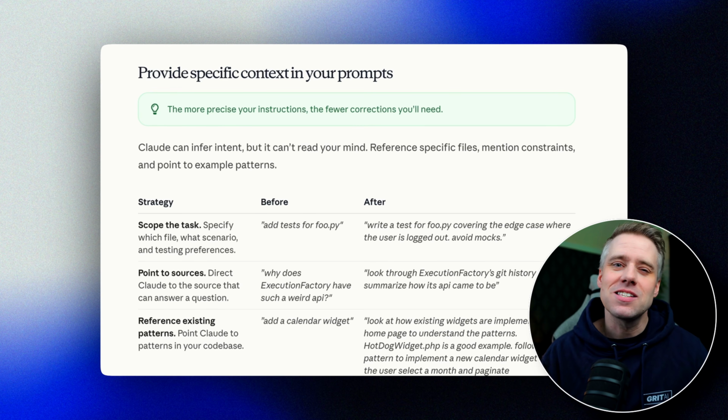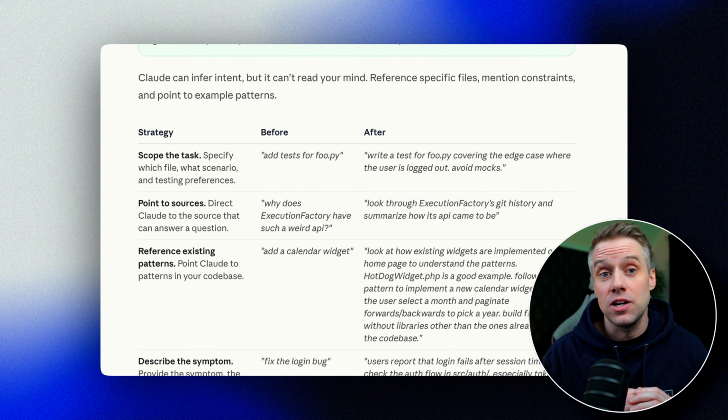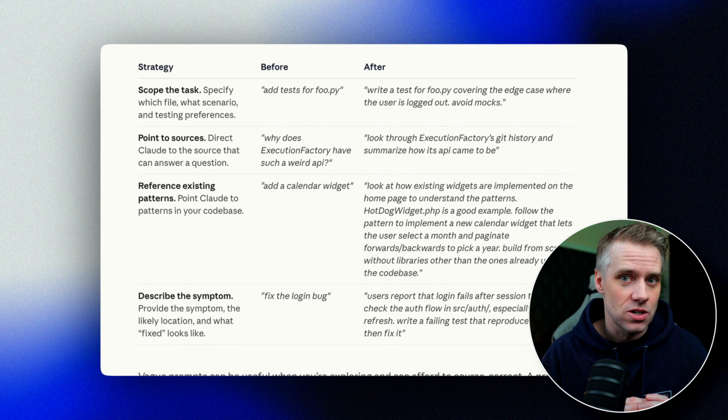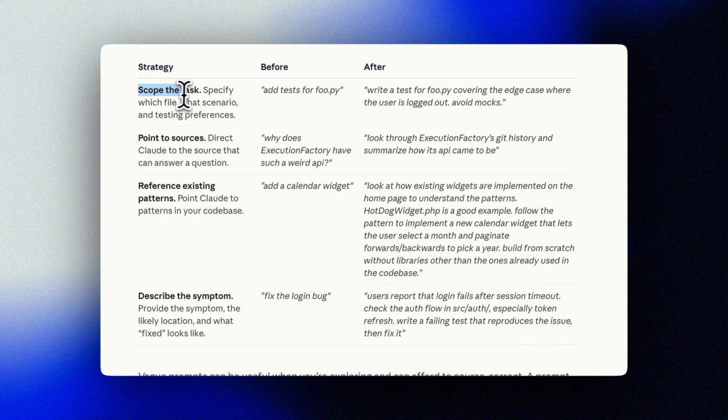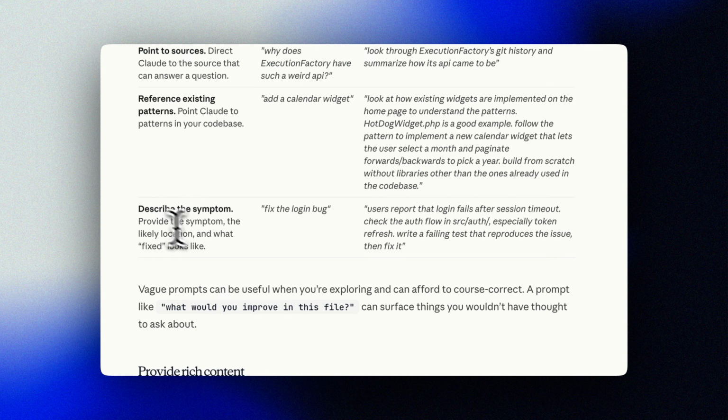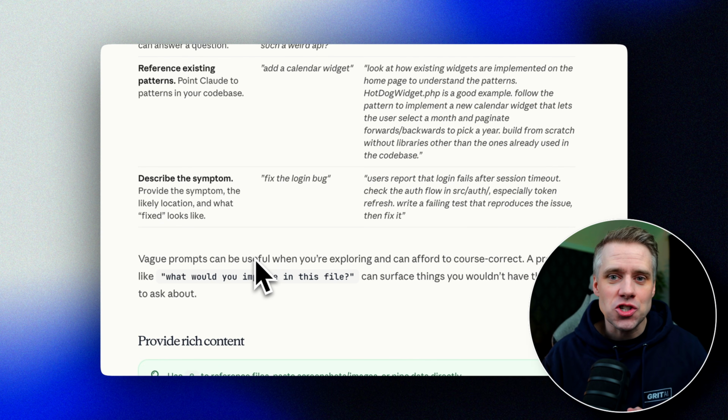As we always say, context is king, but it's a precious resource. Anthropic provides specific before and after examples of how you can provide specific context to your prompts. Let me show you the pattern. Scoping the task. Pointing to sources. Referencing patterns. Describing symptoms. The more precise your instructions, the fewer corrections you'll need.